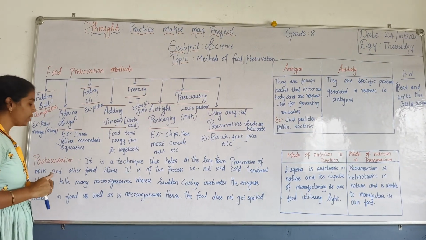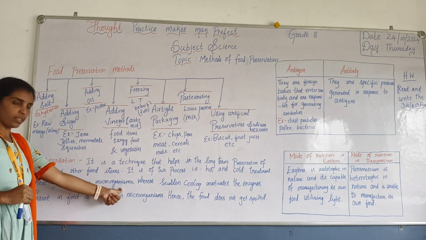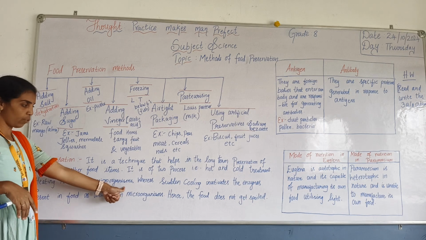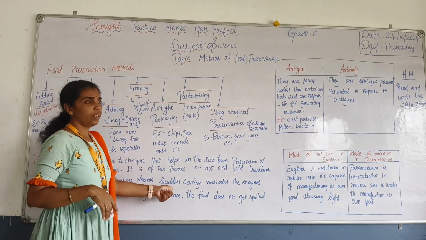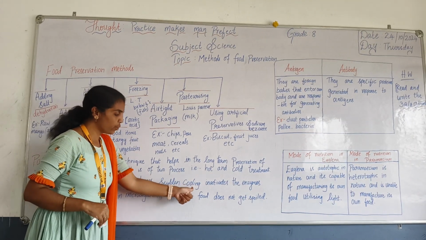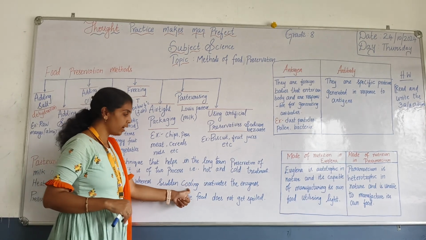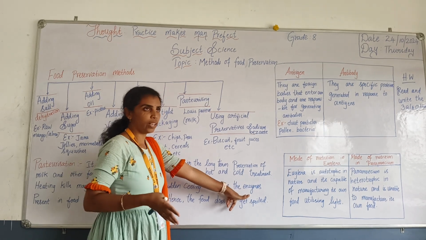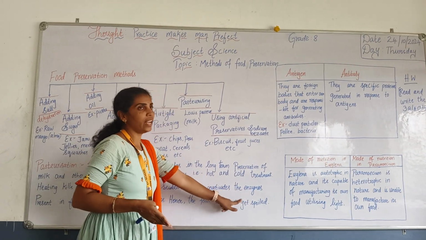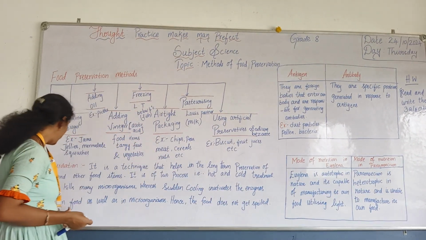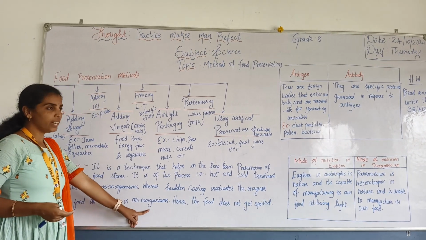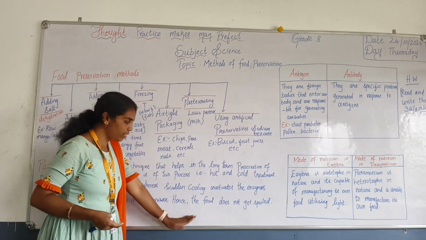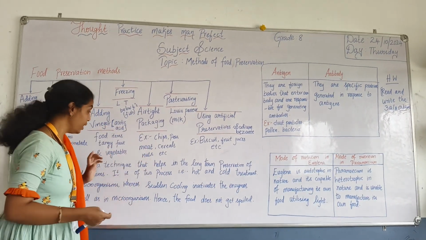So at that time, what happens? Heating kills many microorganisms. You all know that heating for 15 to 20 minutes will kill many of the microorganisms. Whereas sudden cooling, after coming to room temperature, if you keep it in the refrigerator, inactivates the enzymes. What are the enzymes present in the milk or in any other food? It inactivates the enzymes. When it inactivates the enzymes, whatever microorganisms are present in the food die, and they cannot grow in the refrigerator. Hence the food does not get spoiled.